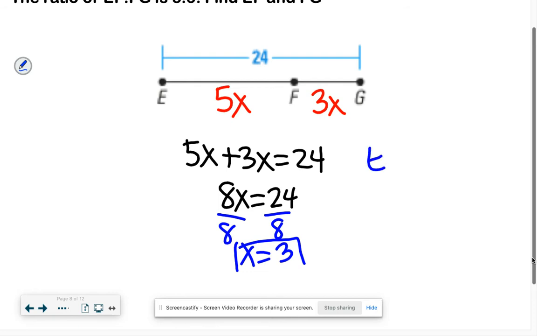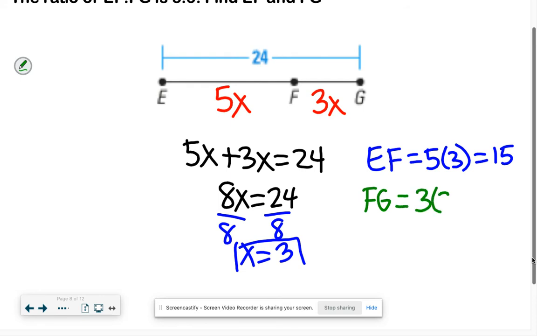So if we plug in for EF here, EF would be 5 times 3, which is 15. And FG, 3 times 3, 9. And you can always check yourself, what's 15 plus 9? 24. And that's what we wanted? Yeah.